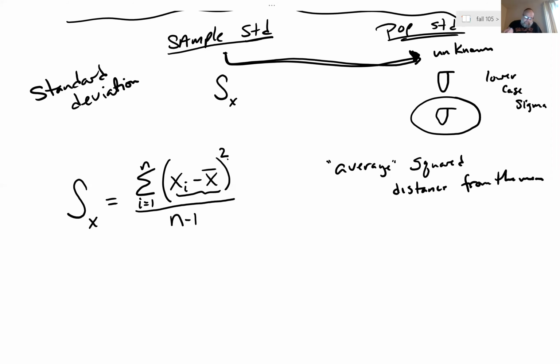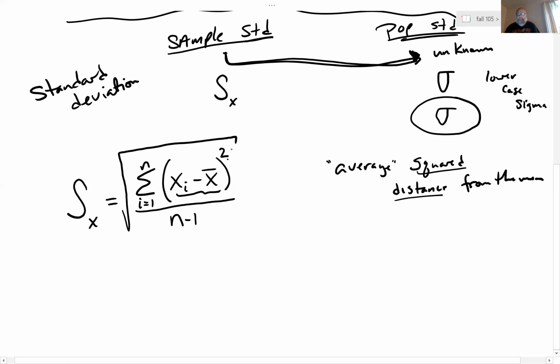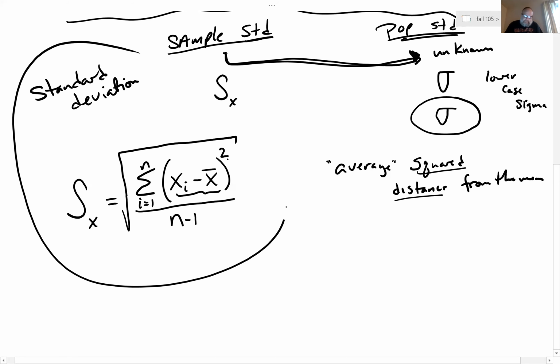And this right here, sorry, nobody wanted the squared distance from the mean. We wanted the actual distance from the mean. So the last thing we'll do is we will square root it. This is referred to as the sample standard deviation. And that's how we'll go about computing it.